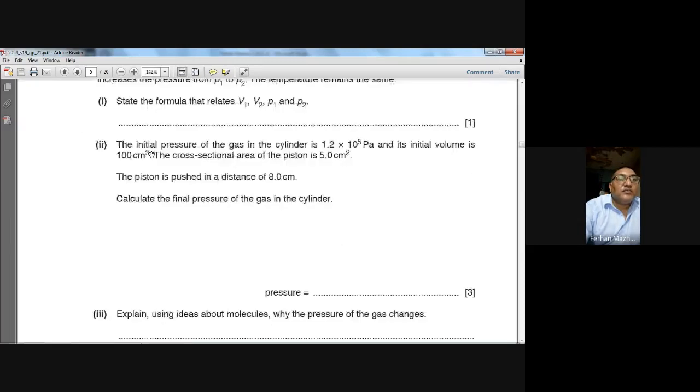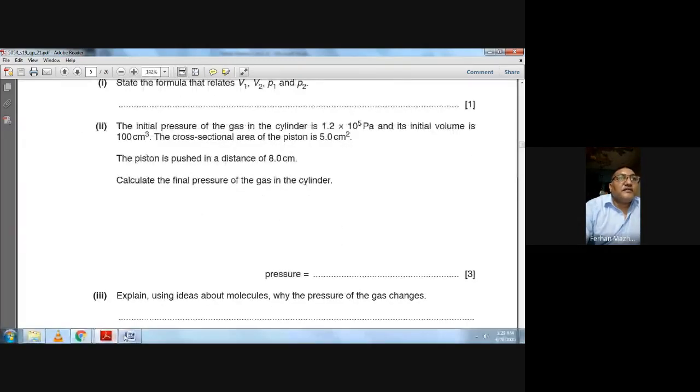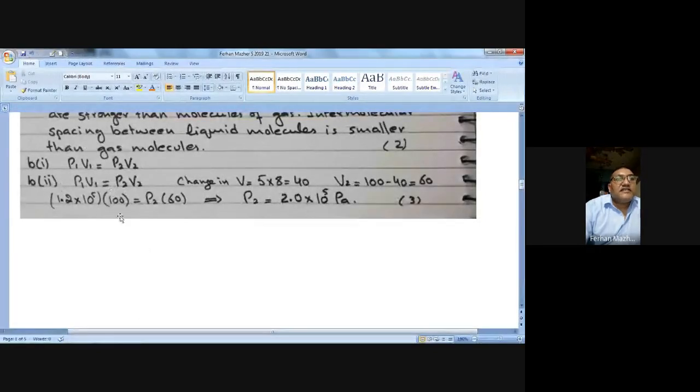It's a 3-mark numerical. So here we have done this. The change in the volume is cross-sectional area 5 multiplied by 8 equals 40 centimeter cube. The remaining gas has a volume, before it was 100 centimeter cube and 40 centimeter cube has reduced, so the new volume will be 60 centimeter cube. Apply the formula P1 V1 equals P2 V2. We want to find out P2. V2 is 60. If I make P2 alone, this 60 will go on the other side and divide. Do the calculation, and the final answer will be 2 × 10^5 Pascal.